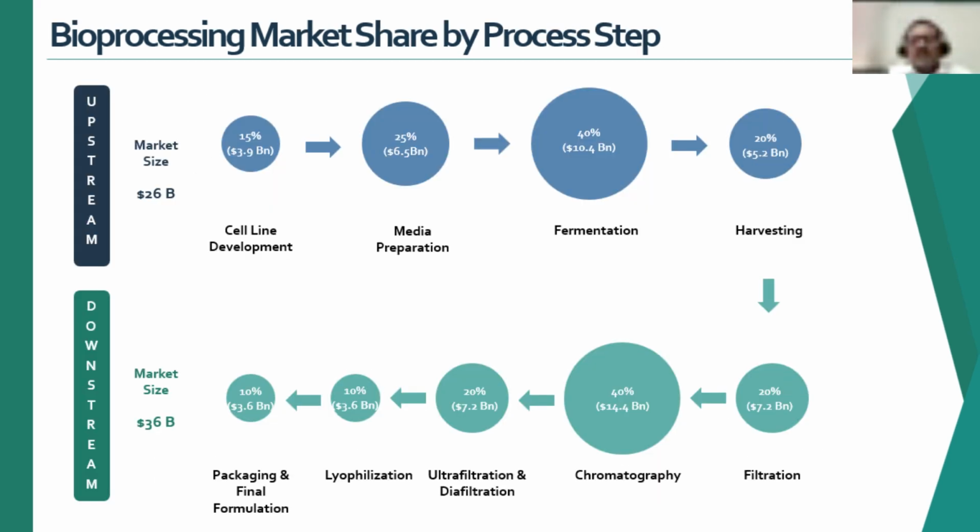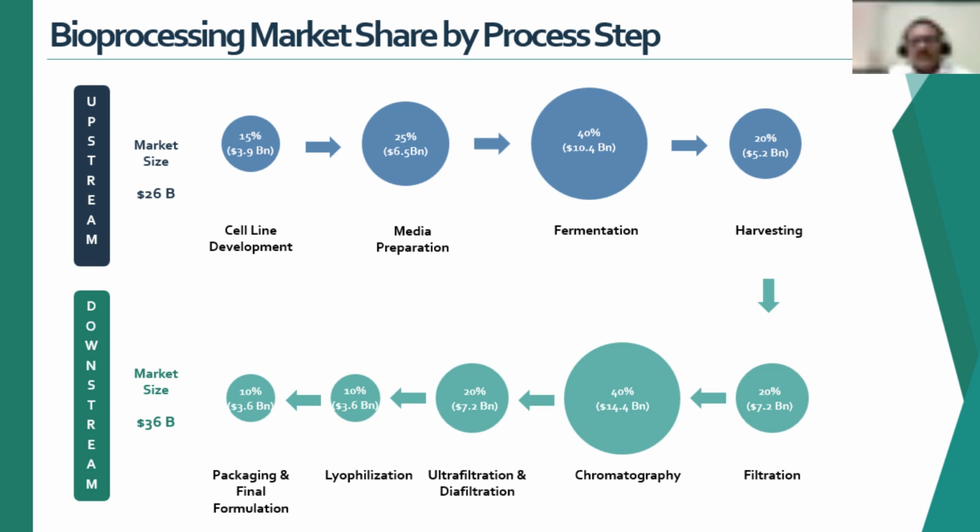Let's try to understand each step of the bioprocessing workflow, how much each step or how much each consumable, equipment or technology used within each step constitutes to the overall bioprocessing market. Within upstream, fermentation constitutes a major share of 40% of the market because of the capital intensive fermenters or bioreactors that are used, and this is the critical step for scaling up the needed culture or the cells. Media preparation, cell culture media reagents constitutes more than 25%, and the harvesting step constitutes around 20% of the market.